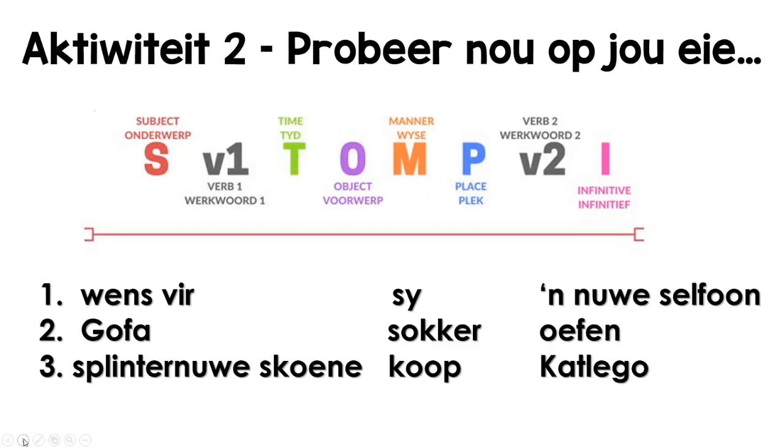Probeer nou hierdie vragies op jou eie. Try these sentences on your own. Nommer 1. Wens vir sy 'n nuwe selfoon. Can you identify the subject, the verb and the object? Nommer 2. Golfa sokker oefen. Once again, can you identify the subject, who, the verb, what is happening, and the object, the what? En nommer 3. Splinter nuwe skoene, koop Katlego. Can you identify the subject, secondly the verb, and then the object?